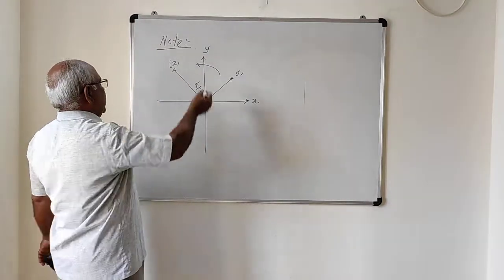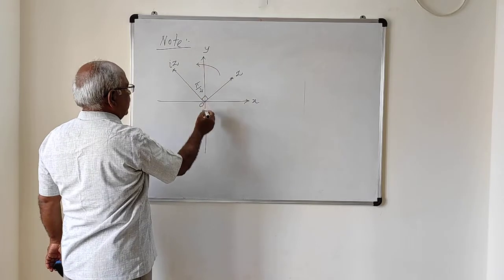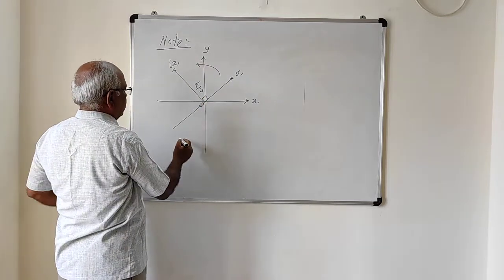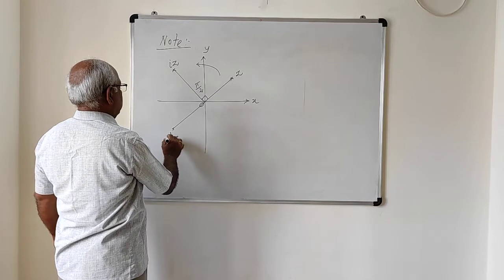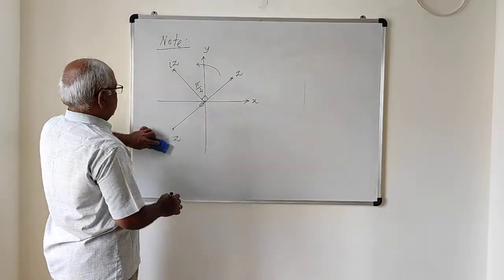Similarly, again if you multiply by i, you get i square Z.